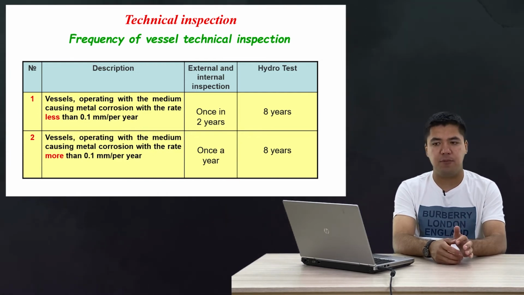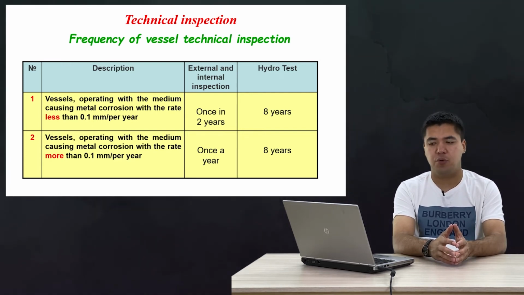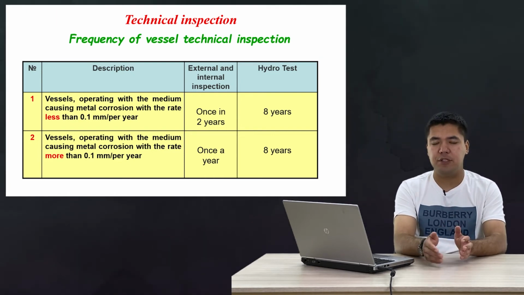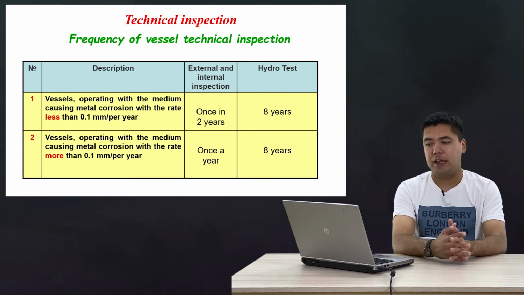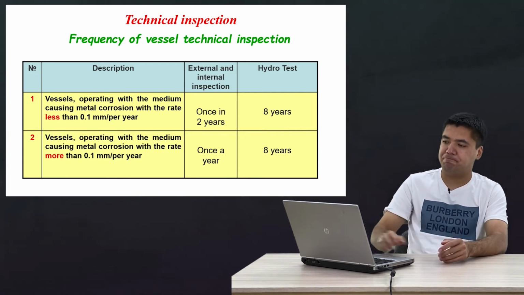If the vessel is operating at the same conditions but loses more than 0.1 millimeters per year, it means every year we need to provide a visual inspection of internal and external parts. Also, every 8 years we need to provide a hydraulic pressure test.